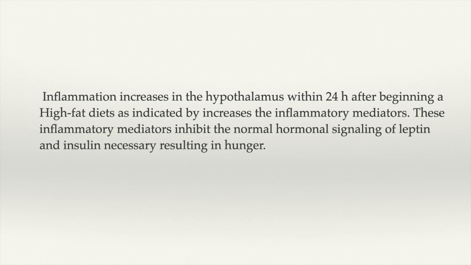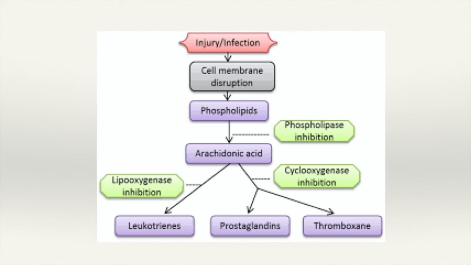Inflammation increases in the hypothalamus within 24 hours after beginning a high-fat diet, as indicated by increases in the inflammatory mediators. These inflammatory mediators inhibit the normal hormone signaling of leptin and insulin necessary, resulting in hunger. This here is an example of how inflammation works.